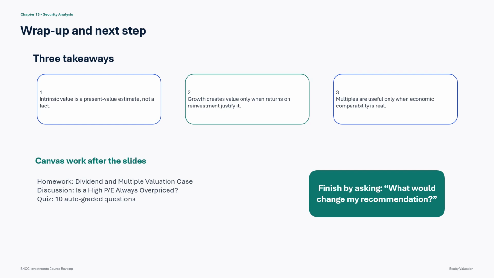After the slides, the homework is the dividend and multiple valuation case. The discussion asks whether a high PE stock is always overpriced. The quiz contains 10 automatically graded questions covering intrinsic value, dividend models, growth, PVGO, valuation multiples, free cash flow, and common mistakes.